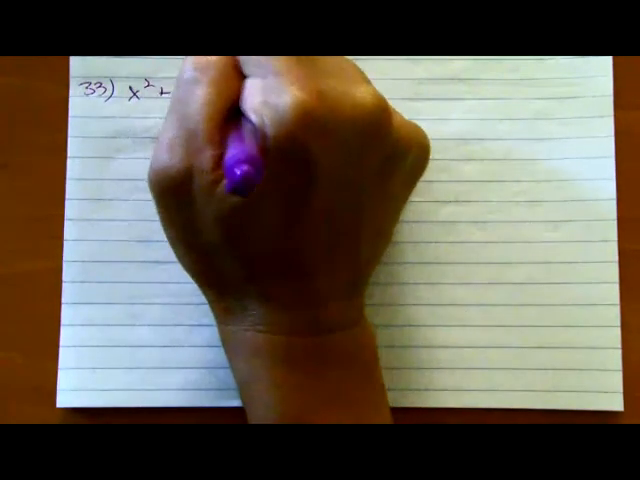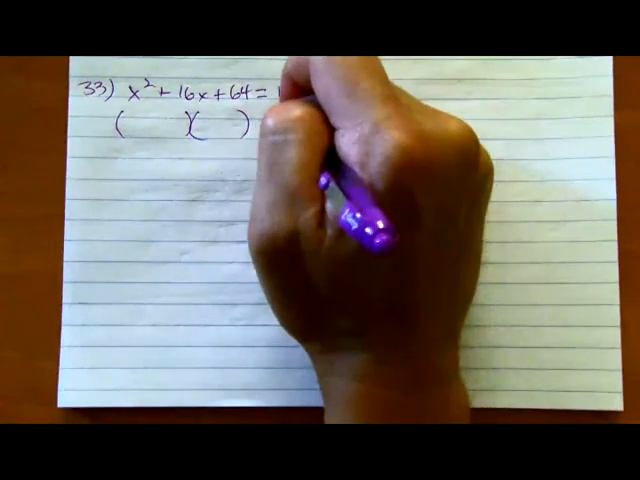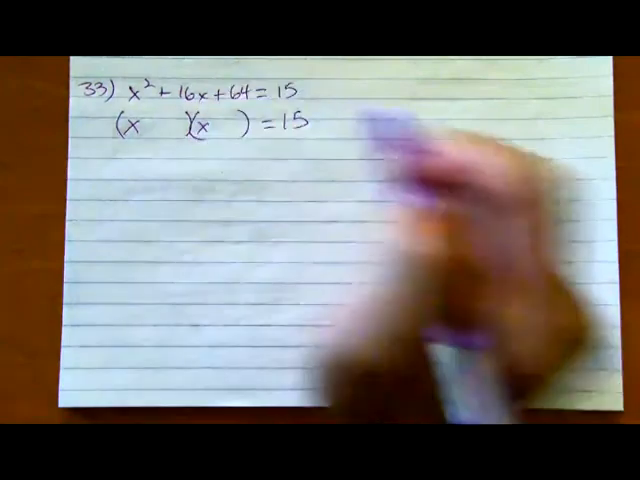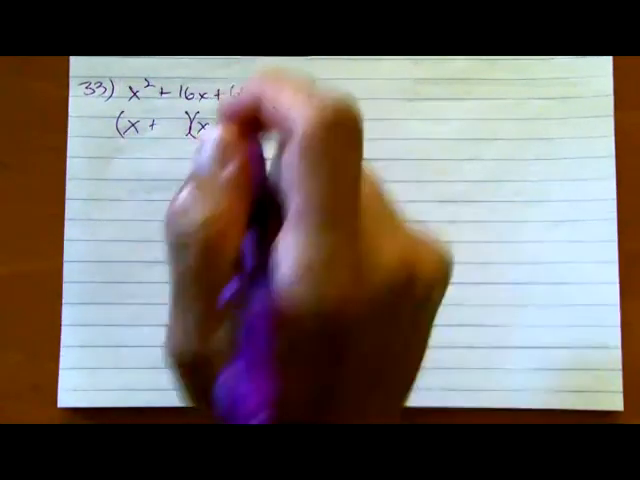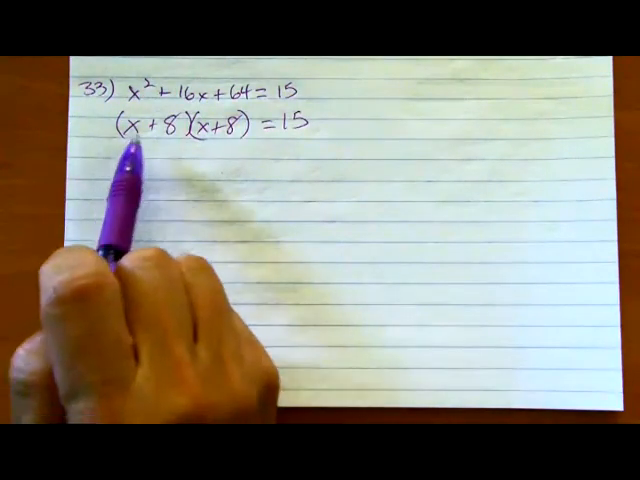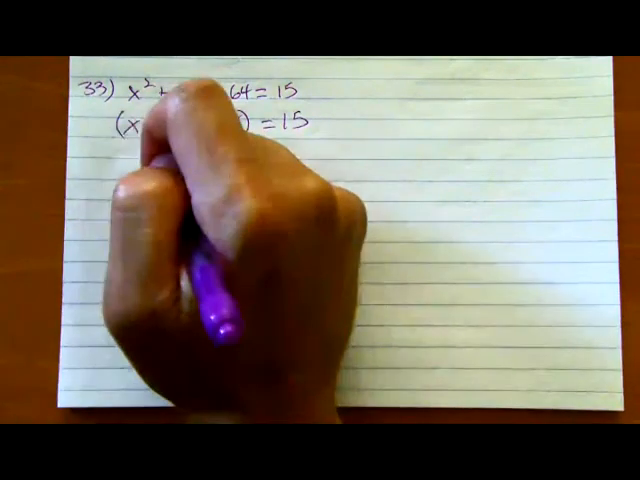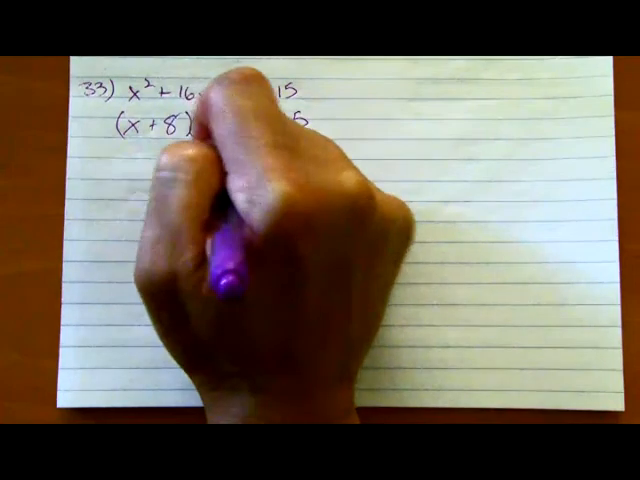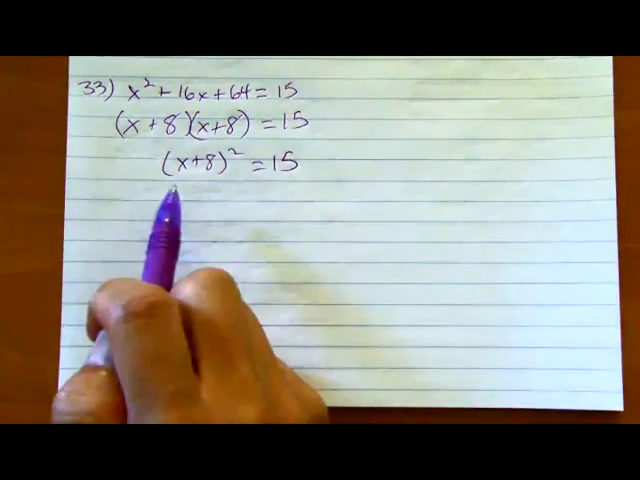Number 33. 33 says, I'll use x. X to the second plus 16x plus 64 equals 15. We're going to factor this. X and x plus and plus, we need 64. 8 and 8. Yep. So when we do the factoring, it's going to end up where the parentheses should be the same. It has to be the same. X plus 8 squared.